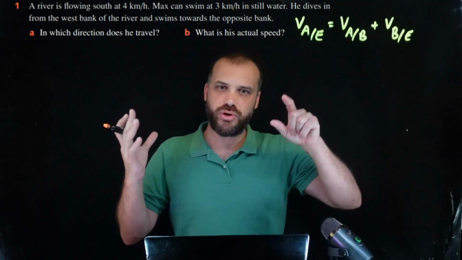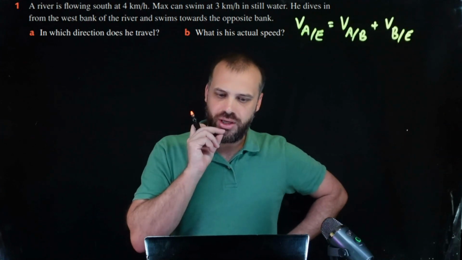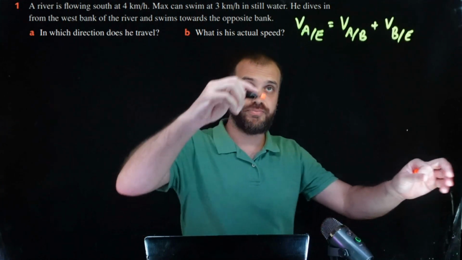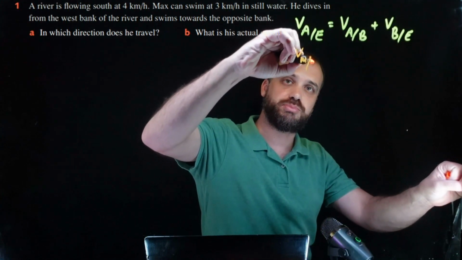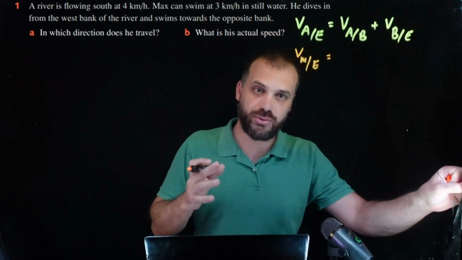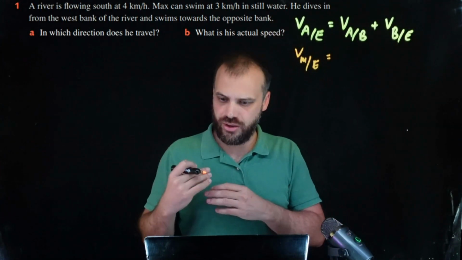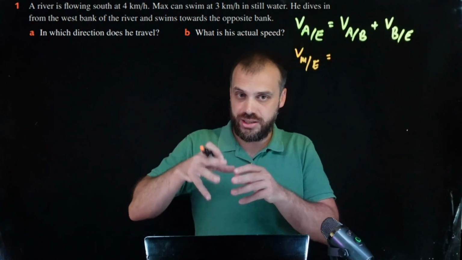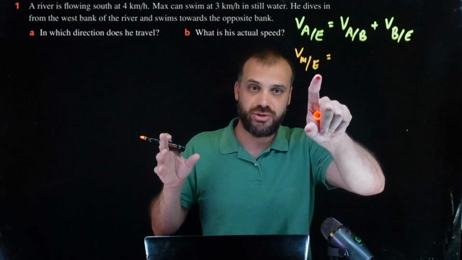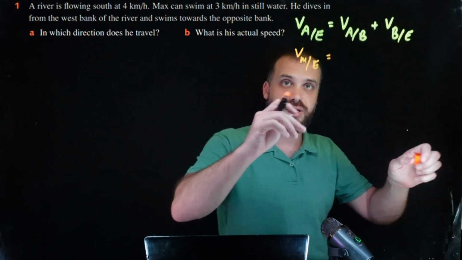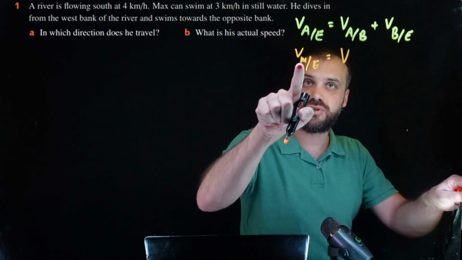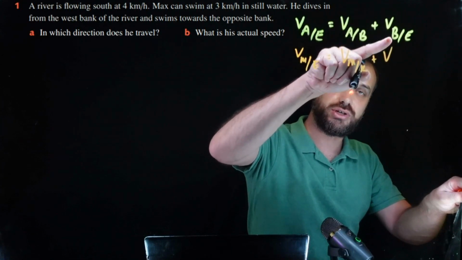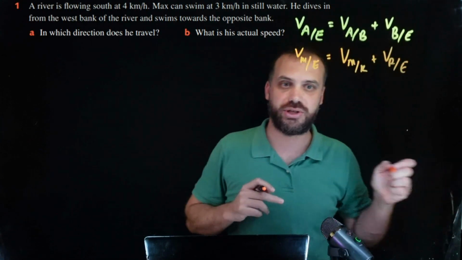Okay, so what do we want to know? We want to know the velocity of Max with respect to the Earth. Okay, the velocity of Max with respect to the Earth is equal to... Now, what do we know? We know that the river is flowing at 4 kilometers an hour. So the river is the intermediary bit. It's not Max, it's not the Earth, it's the other thing. Okay, so that's going to be equal to the velocity of Max with respect to the river plus the velocity of the river with respect to the Earth.